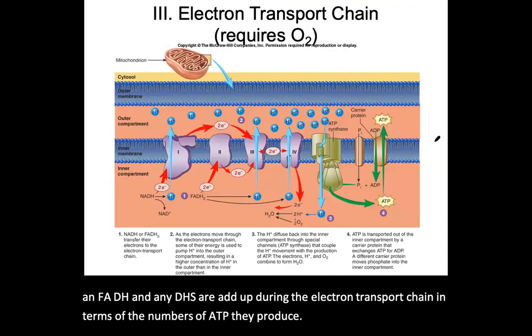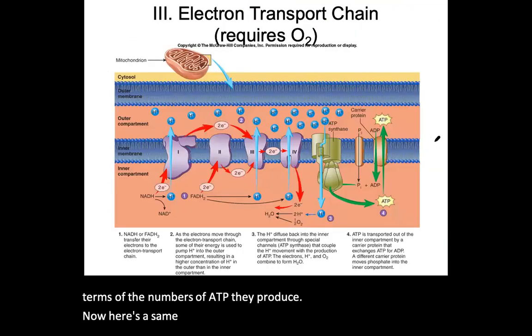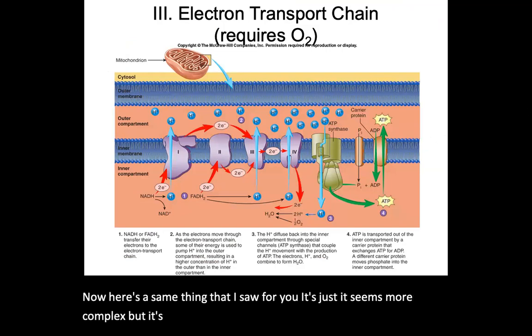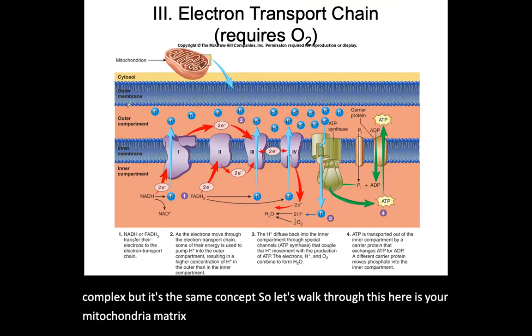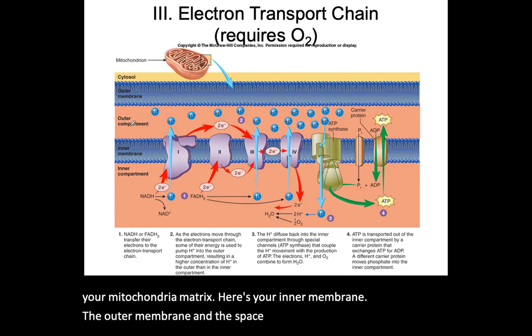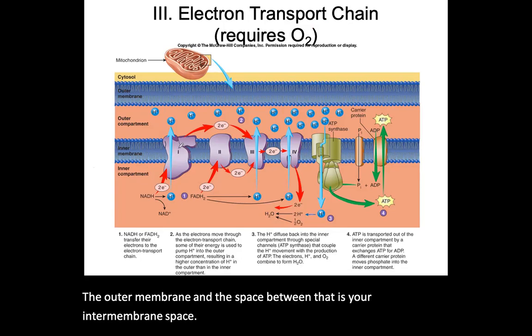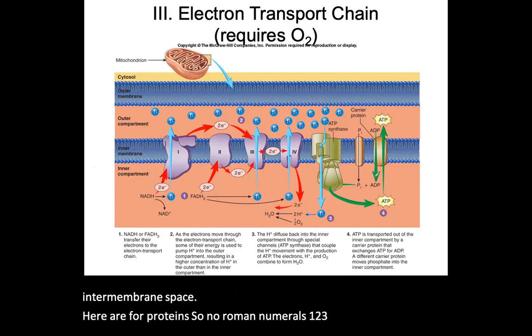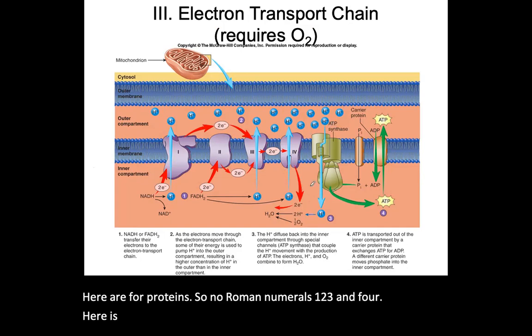Now here's the same thing that I drew for you. It seems more complex, but it's the same concept. So let's walk through this. Here is your mitochondria matrix. Here's your inner membrane, the outer membrane, and the space between that is your intermembrane space. Here are your 4 proteins, Roman numerals 1, 2, 3, and 4. Here is your ATP synthase.